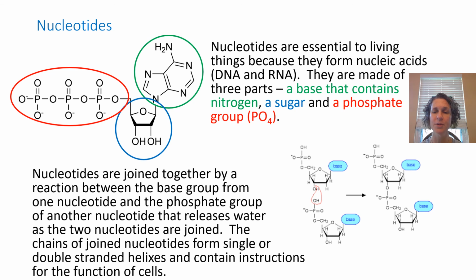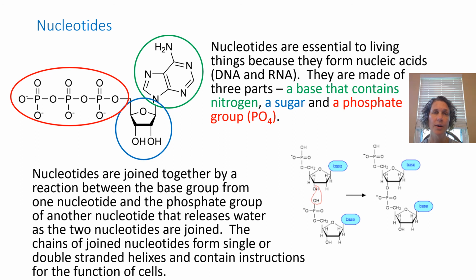Okay, we're almost done. The last thing, nucleotides. This is our last carbon compound. You don't see any C's on this page, but everywhere that you have these little points on those shapes, there are carbons there. So just know that. Nucleotides are a big deal because they make up your nucleic acids, your DNA and your RNA. They are also made of various parts. You have a base that contains nitrogen that I circled in green, a sugar, the blue, and then the phosphate groups, which are in the red.